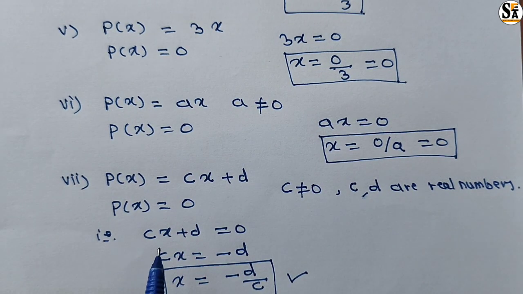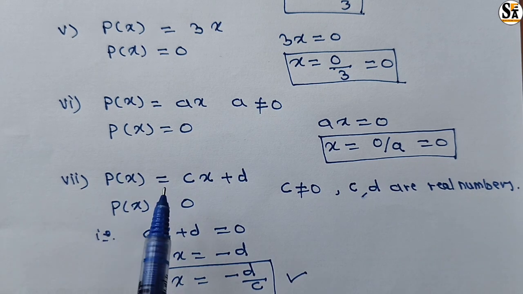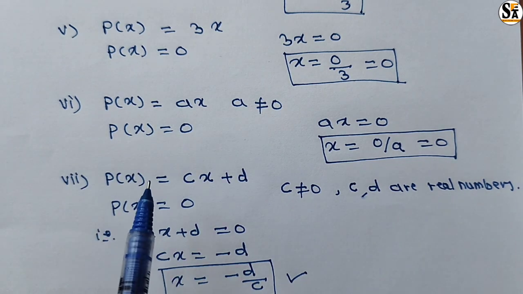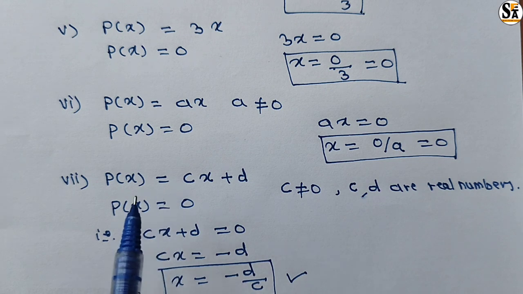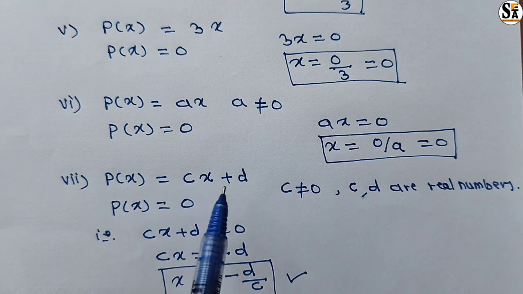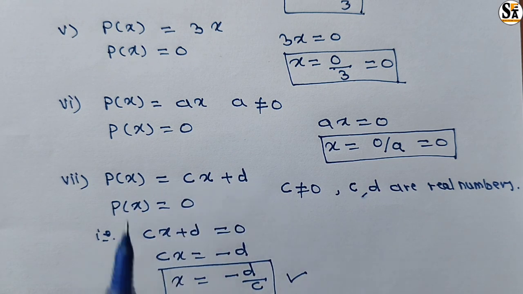Thus, in this way we have seen what the 0 of a polynomial is, and with the help of these examples we have understood how to find the 0 of a polynomial and how to verify the zeros of a polynomial.